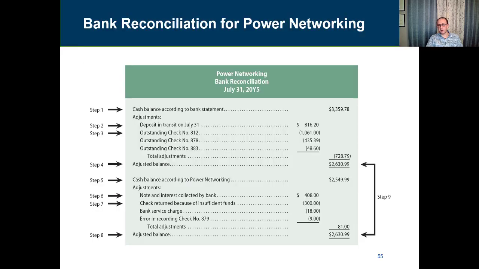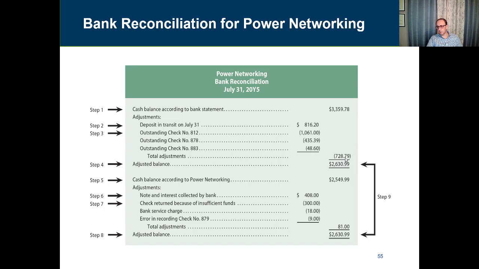So let's see how the bank reconciliation statement would look. We start with the bank statement balance, and that was given to us based on the bank value, $3,359.78. Then we make the adjustments, and we have one value to be added, which is the deposit in transit, which is given to us, $816.20. And then we have 3 outstanding checks, and all of these would be deducted or subtracted. And that will give us a total adjustment of $728.79, because the total of these 4 numbers is negative.